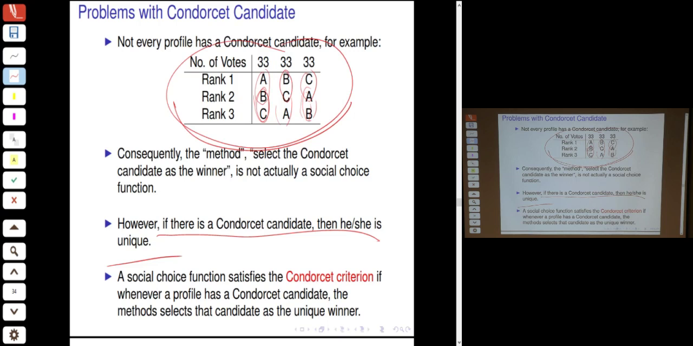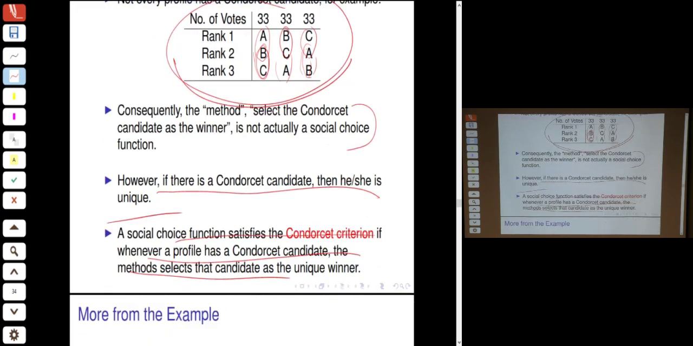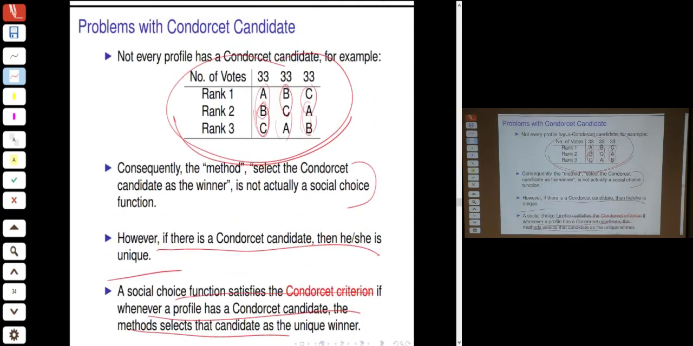So that's a good part, but the problem is that it's not a real social choice function because there are situations where it doesn't give you a winner at all. So a social choice function satisfies the Condorcet criterion if whenever a profile has a Condorcet candidate, the method selects the Condorcet candidate as the unique winner. So the Condorcet criterion is actually sort of a watering down of the Condorcet method.